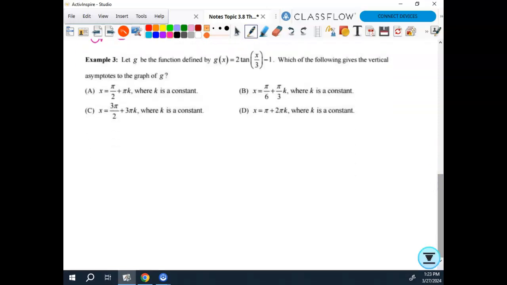So now on this one, let's just do the same thing here real quick. What is A? 2. What is B? 1/3. And what is D? -1. Okay. So then what is it asking me for? It's asking me for the vertical asymptote, right?